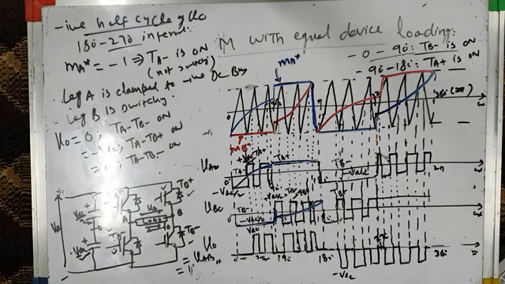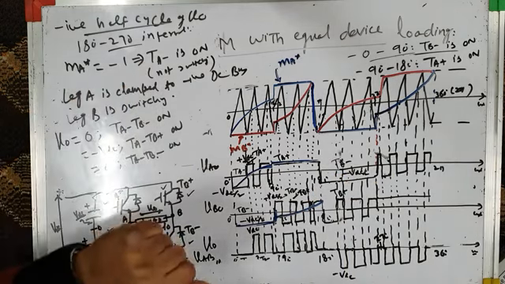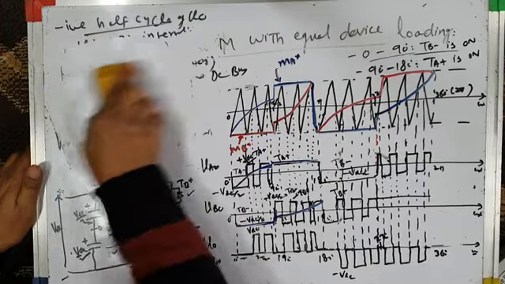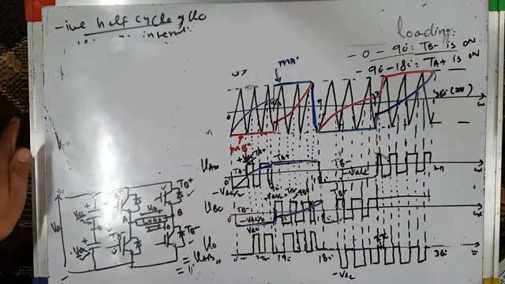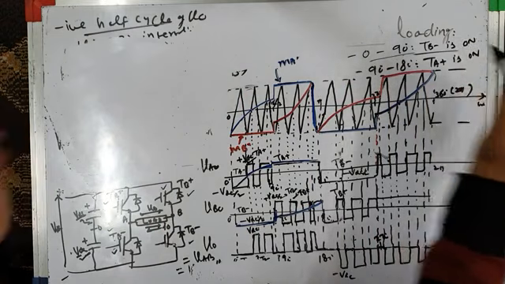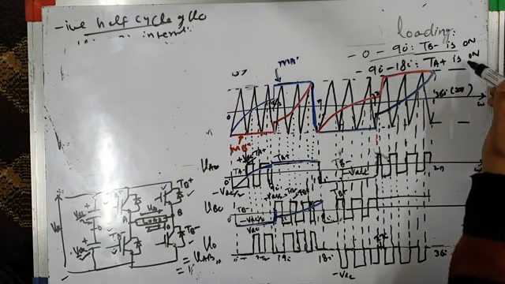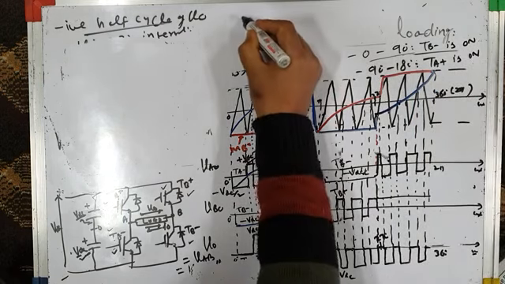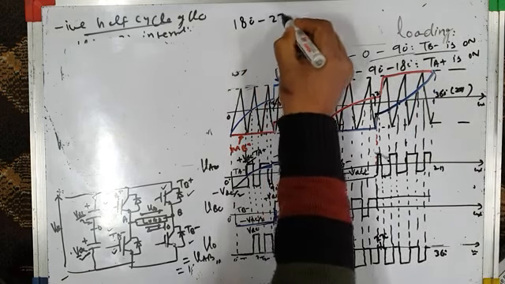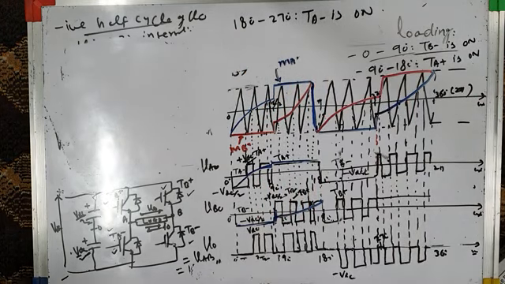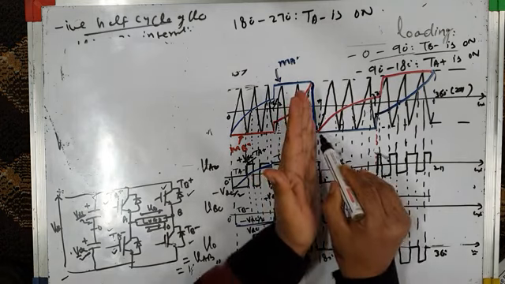In the 90 to 180 degrees interval, which switch is permanently on? TA minus is permanently on. I should write that somewhere. I'm noting down: 0 to 90 degrees, TB minus is on permanently; 90 to 180 degrees, TA plus is on permanently; and I will write now 180 degrees to 270 degrees, TA minus is on permanently. Okay, this was about 180 to 270 degrees.